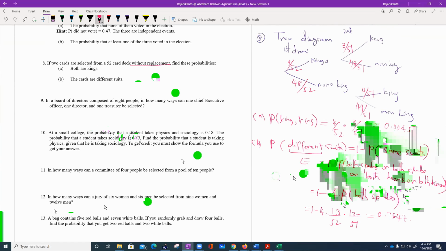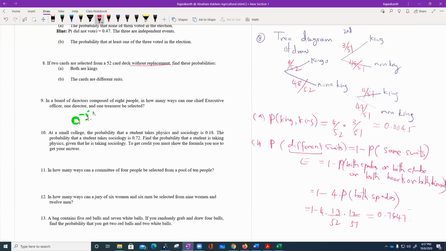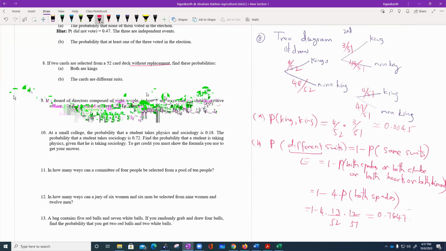Now look at number 9. These are all about combinations and permutations. In a board of directors composed of 8 people, in how many ways can one chief executive officer, one director and one treasurer be selected? Remember, ranks are in order, therefore order matters for this problem. Order is important. Please go and check your note. If order is important, you have to use the nPr formula.